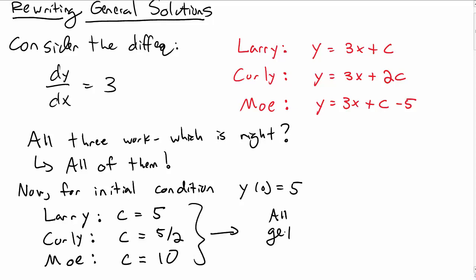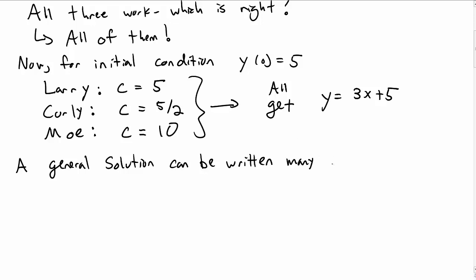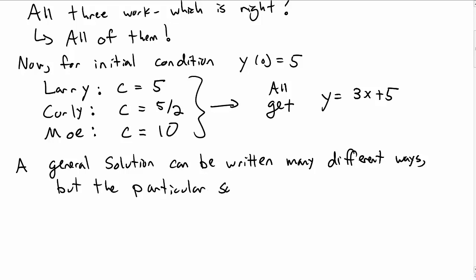Well, if you plug those back into their respective solutions, they all get the same solution, y = 3x + 5. So this illustrates a general point, which is that a general solution can be written in many different ways. But specific solutions, or particular solutions, that you get from imposing initial conditions are actually unique. And that's a really important point.